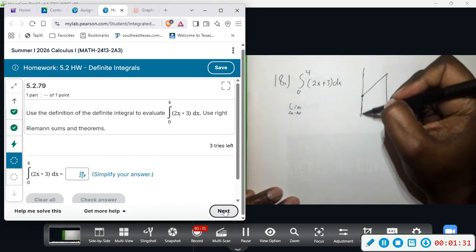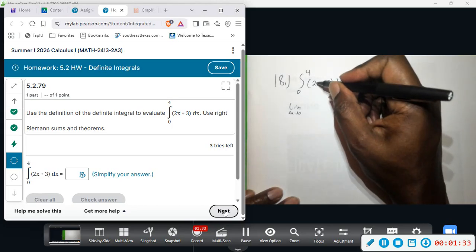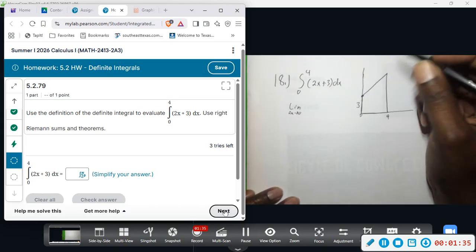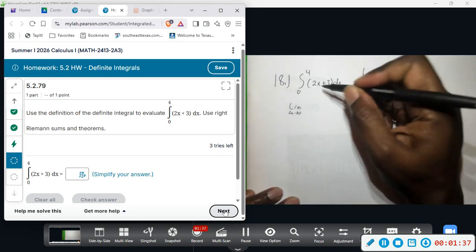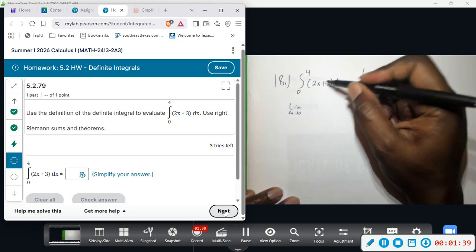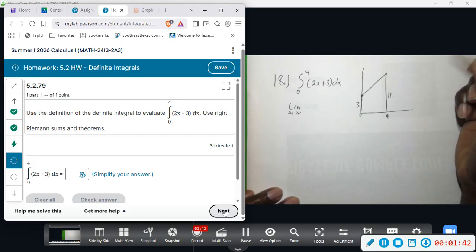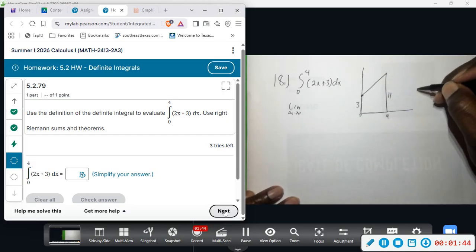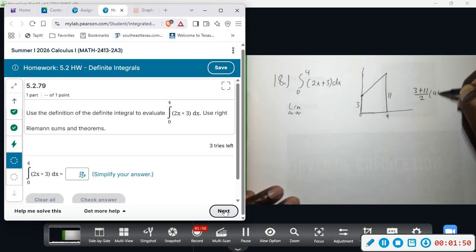So if we plug in 0 to this function, 2 times 0 is 0, so we'll get a height of 3 here. If we were to plug in 4, 2 times 4 is 8. 8 plus 3 is 11. And so we have base 1, 3 plus 11 divided by 2 times the height of 4. This will give us 14. 14 divided by 2 is 7. 7 times 4 is 28. So using geometry, we can get there pretty quick.